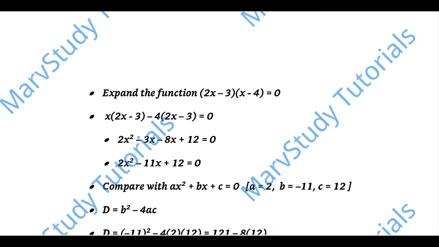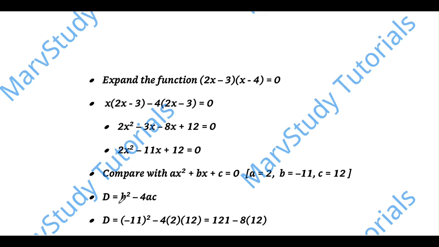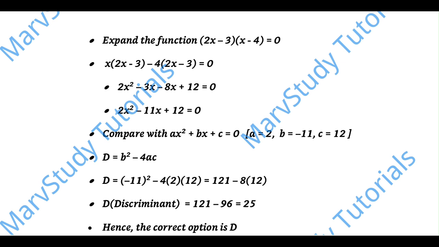That's all. So substituting negative 11 all squared, negative 4 times a, which is 2, times c, which is 12. So negative 11 all squared is going to give us 121. Negative 4 times 2, that's 8, times 12. 8 times 12 is 96. So the discriminant of the function is basically 121 negative 96, and that's going to give us 25. So the correct option is D.